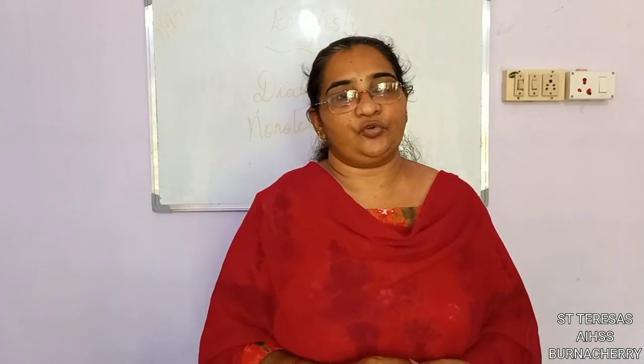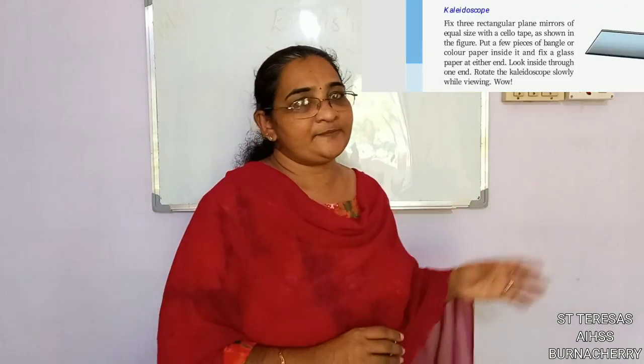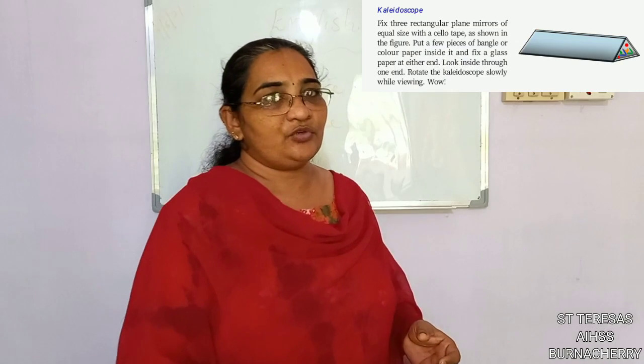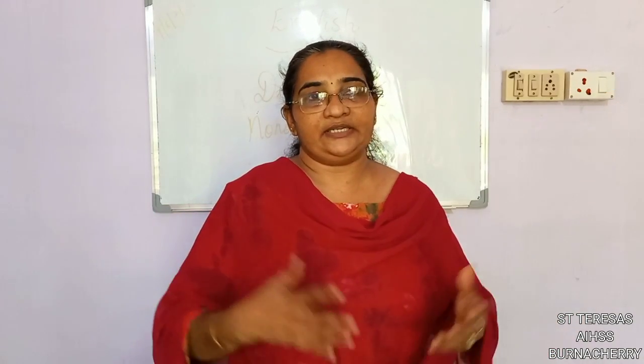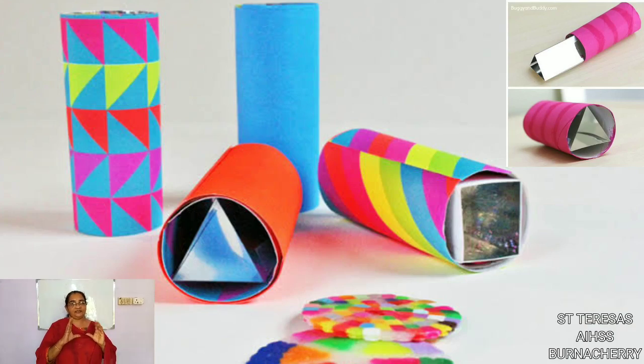What is a kaleidoscope? Here in the textbook you can see a kaleidoscope. I'm not able to make it, but you can try and make it. You have seen rectangular pieces of mirror joined together. You put bangle pieces in that and you can look through that. So you can see different designs there. That is called a kaleidoscope.